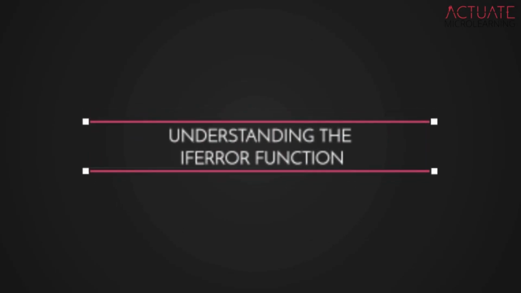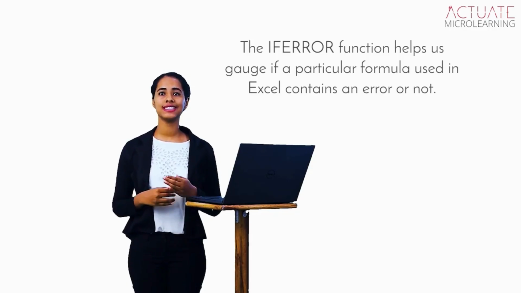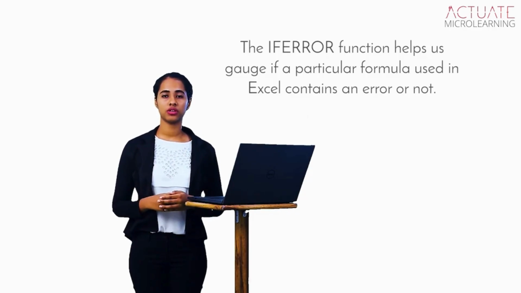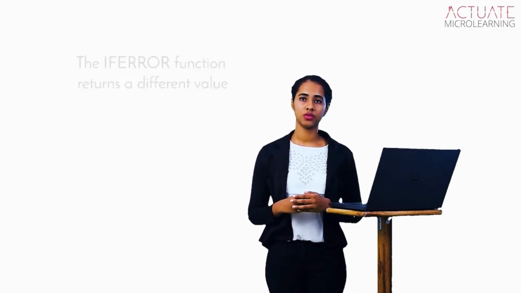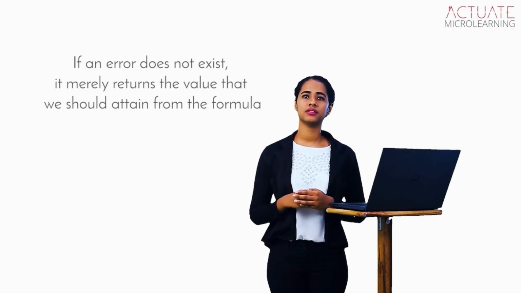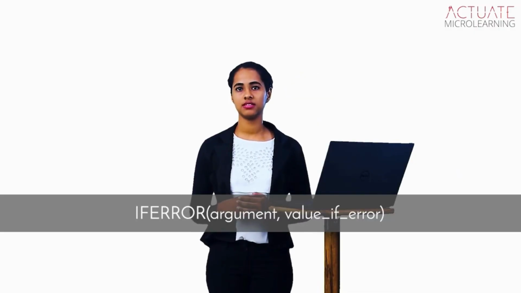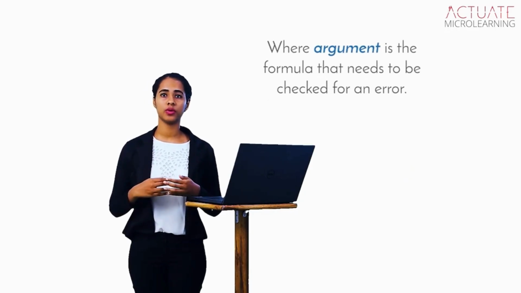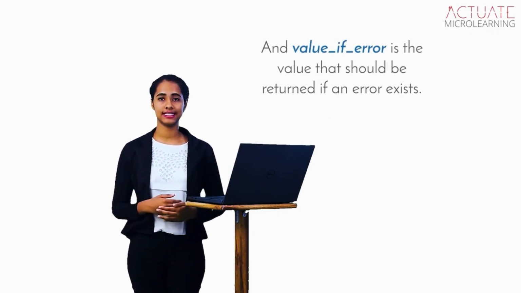Understanding the IFERROR function. The IFERROR function helps us gauge if a particular formula used in Excel contains an error or not. For each possibility, the IFERROR function returns a different value. If an error exists, it returns a value that we specify. If an error does not exist, it merely returns the value that we should attain from the formula. The syntax is, where argument is the formula that needs to be checked for an error, and value if error is the value that should be returned if an error exists.